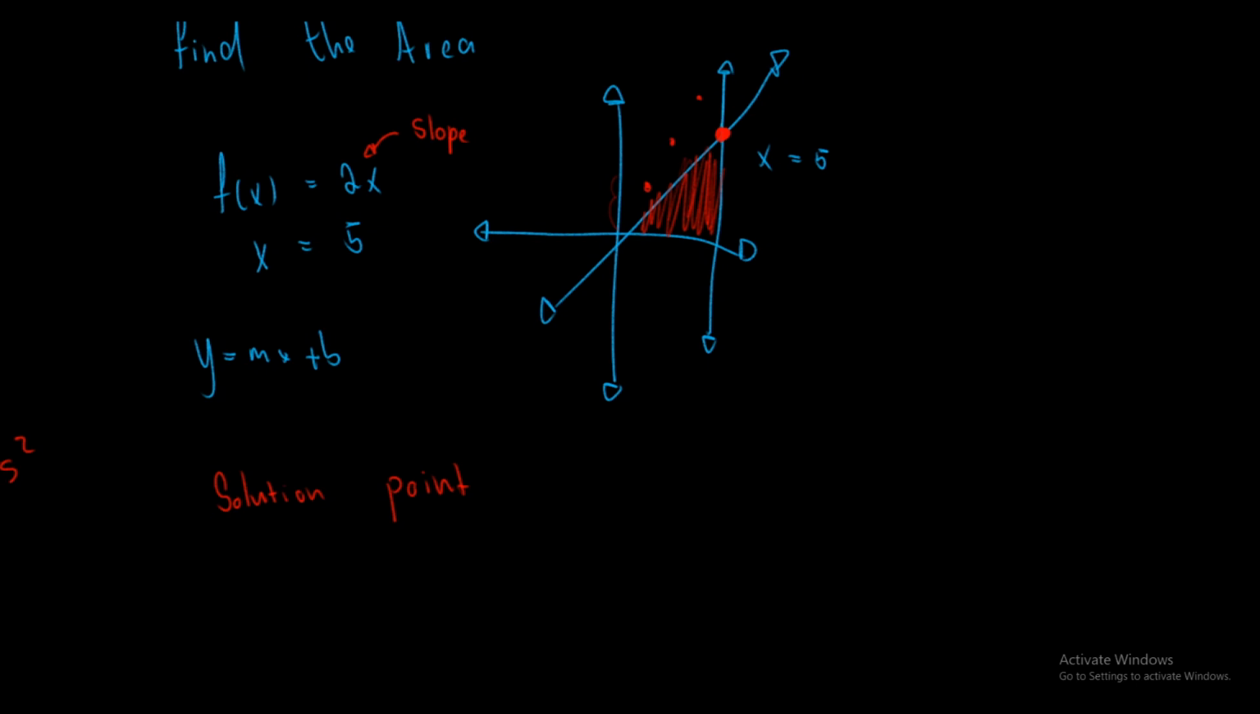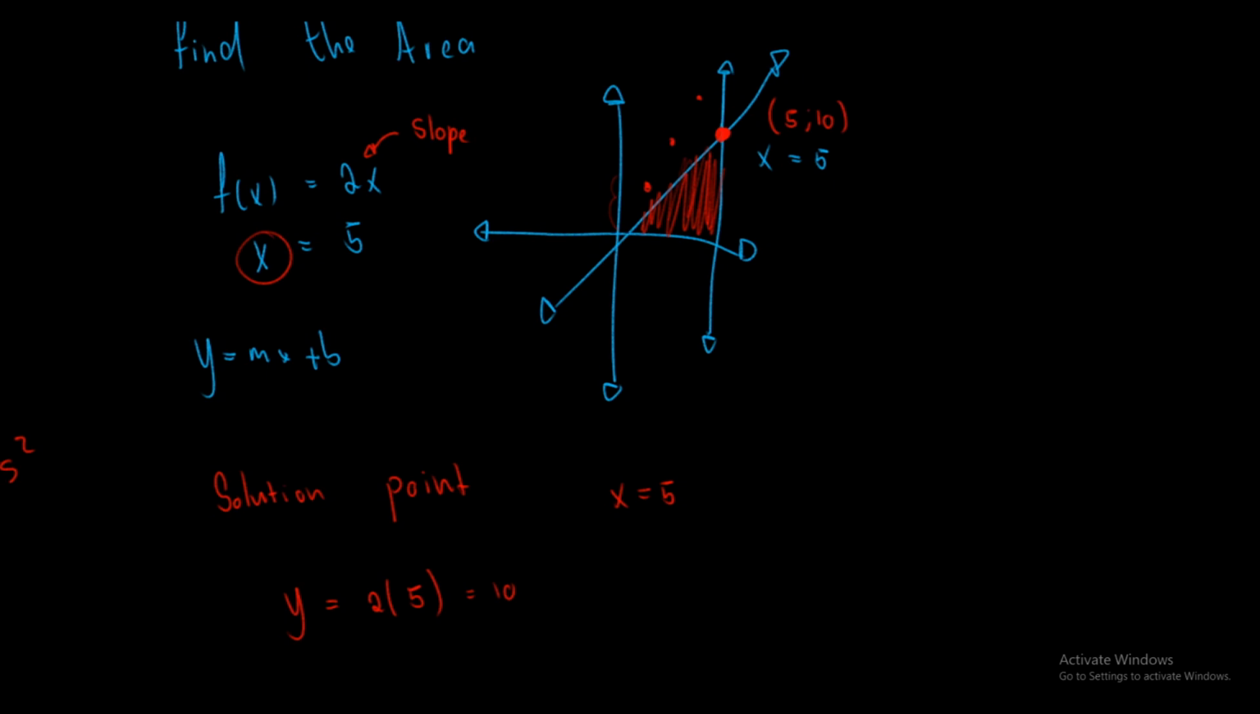So in this case, we know that x is equal to 5. So I can simply say, if x is equal to 5, my y will be equal to 2 multiplied by the x that's given. So I'm just going to directly substitute. This will give me 10. So now I have my solution point, which would be (5, 10).